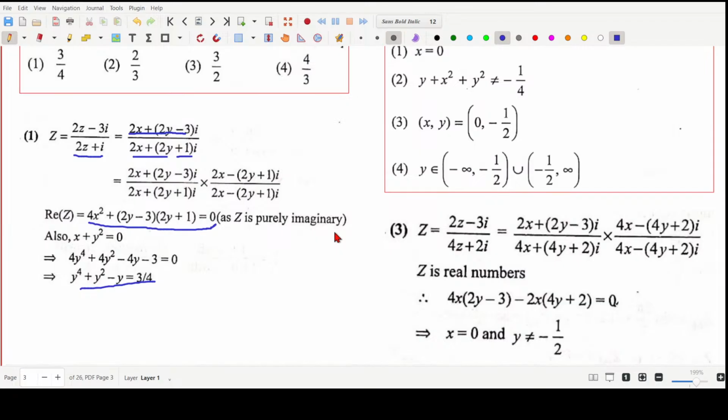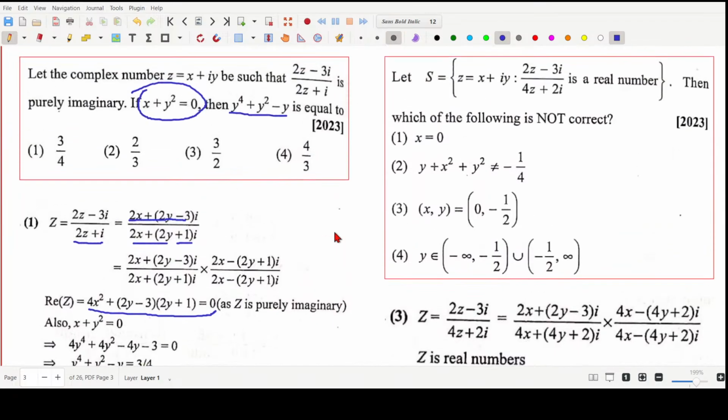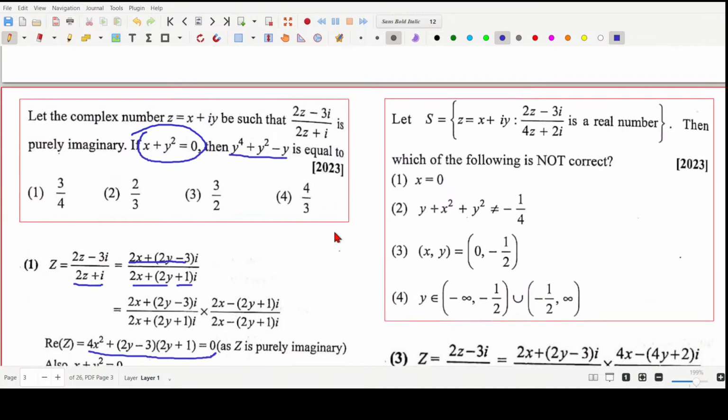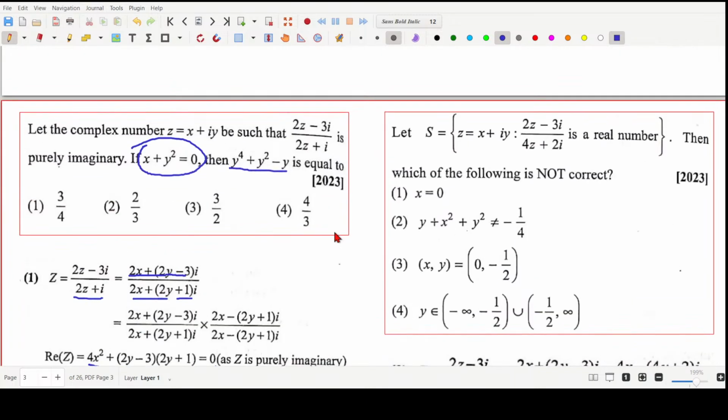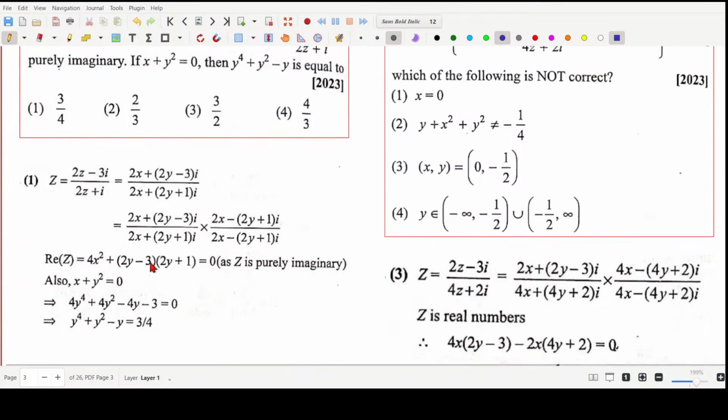Understood? Easy only, no? Just try this and tell me whether you are getting this 3 by 4 or not. Little bit of algebraic manipulation only, nothing else. Sir, after substituting, what do we do? These two equations are there, right? In place of y square, you put x, or in place of x square, you put y power 4.